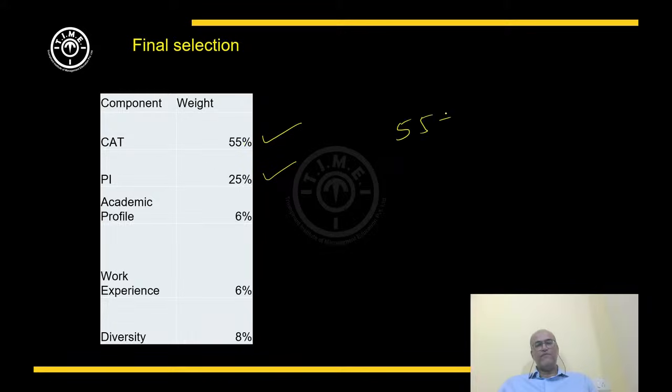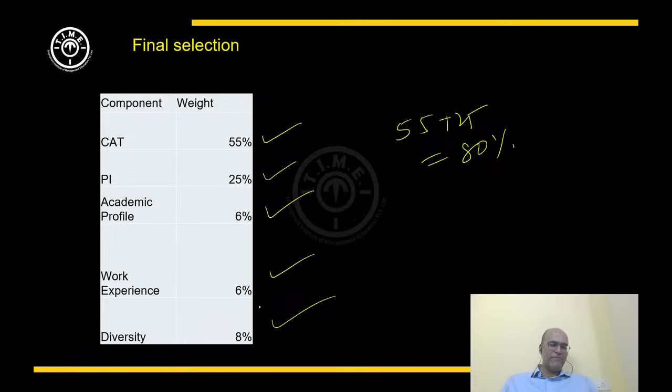Now remember, 55 plus 25, it is actually a humongous weightage of 80%. 80% is a big weightage, my friend. So even if you don't have experience or if your academic profile is not great, you can still make it to IIM Udaipur during the final selection stage because the controllable factors are humongous. Now, your academic profile, that means your 10th, 12th, graduation will have 6% weightage. Work experience will have another 6%, whereas diversity marks will be 8%.